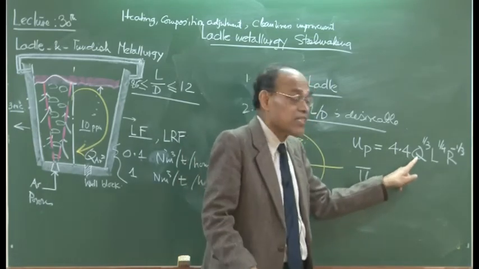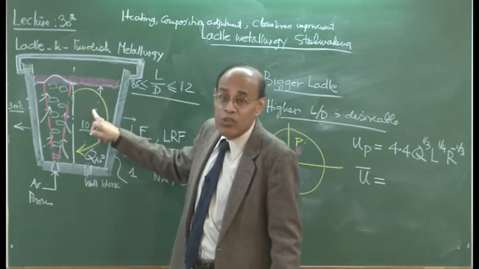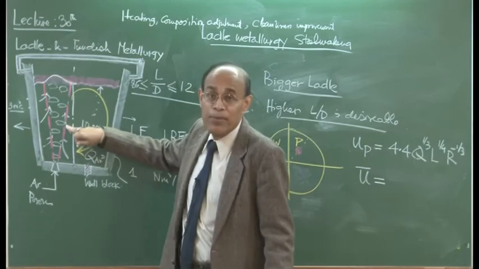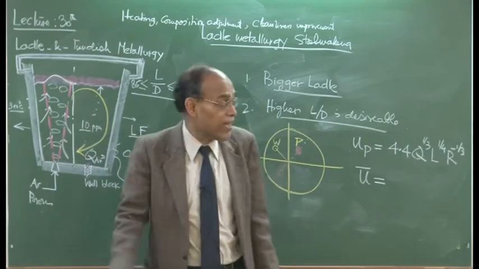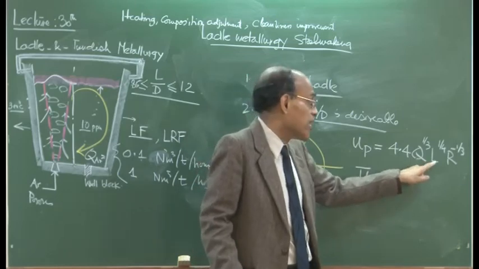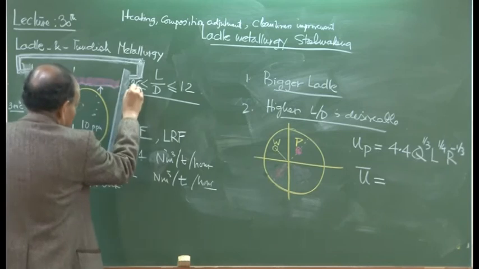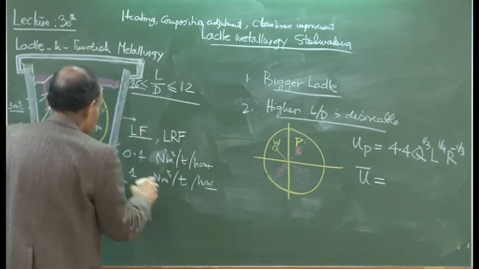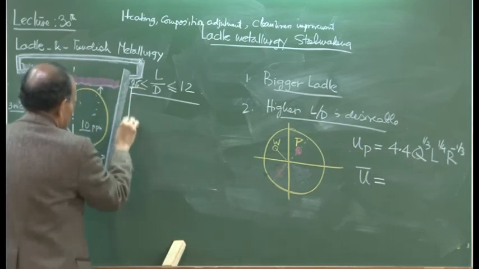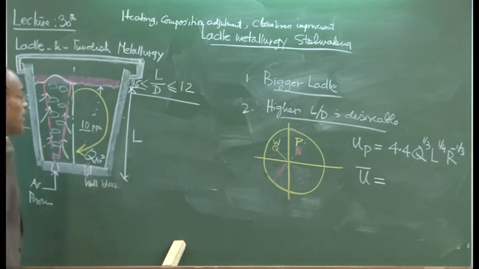So, the gas flow rate is corrected to the actual operating temperature of the ladle and the mean hydrostatic pressure of the system, rho g L divided by 2. Okay. So, that is the reference state for this particular case. L is the depth of liquid, and R essentially represents the mean radius of the ladle.